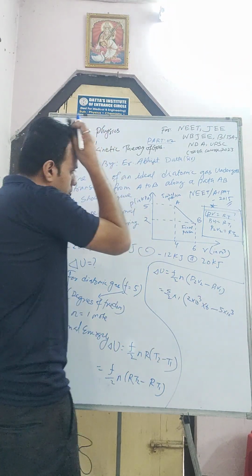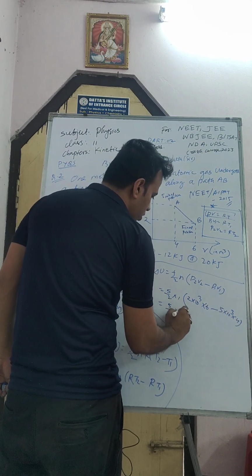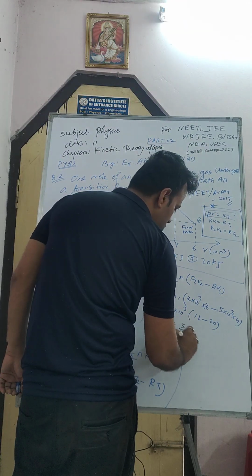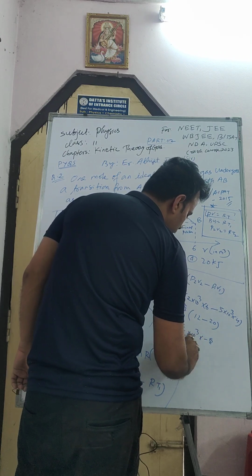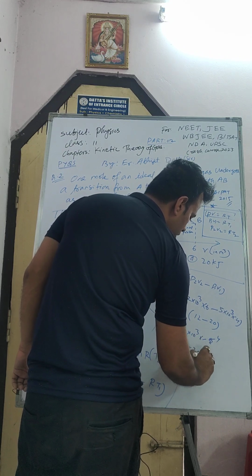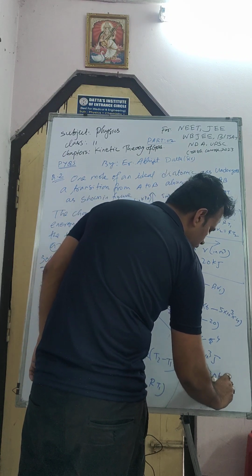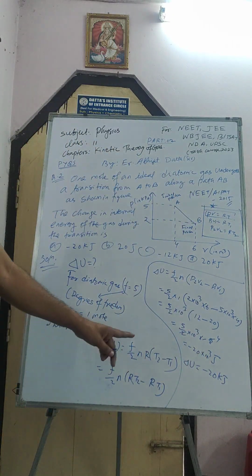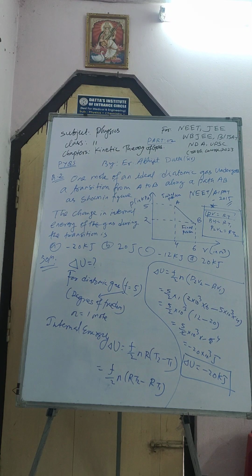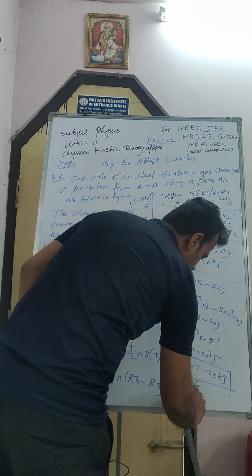Now B1 is 4. So it is 5 by 2 into 10 to the power 3, into (12 minus 20), that is 5 by 2 into 10 to the power 3 into minus 8. So it will cut 4, and you will get minus 20 into 10 to the power 3 joule. So del U is equal to minus 20 kilojoule. Okay, so del U equal to minus 20 kilojoule is the correct answer. So option A is the correct answer.